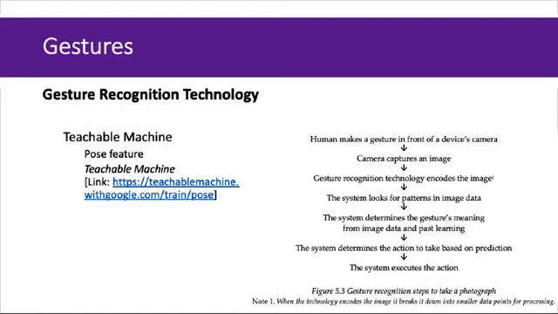Perhaps you've swiped over your phone to open up an application, smiled at a camera to automatically take a photograph, or used hand movements to play a video game. You might have also used the pose feature of the Teachable Machine. And all of these are examples using gesture recognition technology.